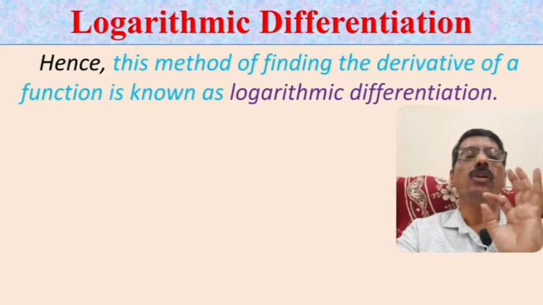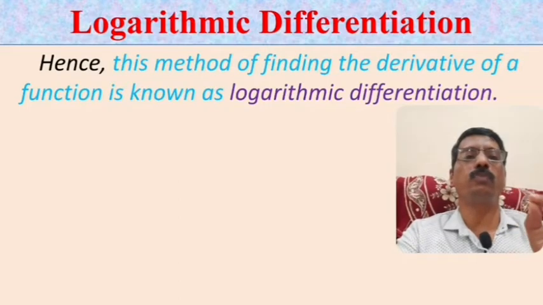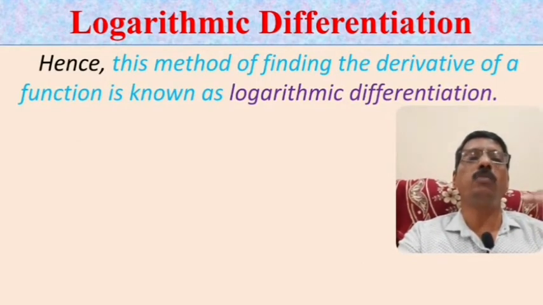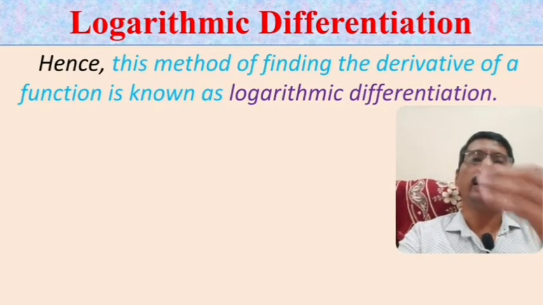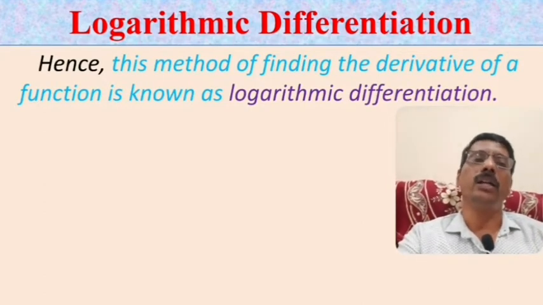That means if the given function is in product form, quotient form or exponential form, firstly take the log of both sides of the given function, then apply the laws of logarithm, and then we can find the derivative of the given function. That whole process of finding the derivative is called logarithmic differentiation.